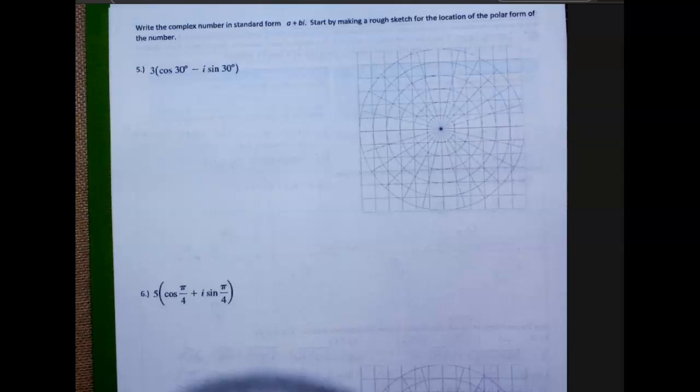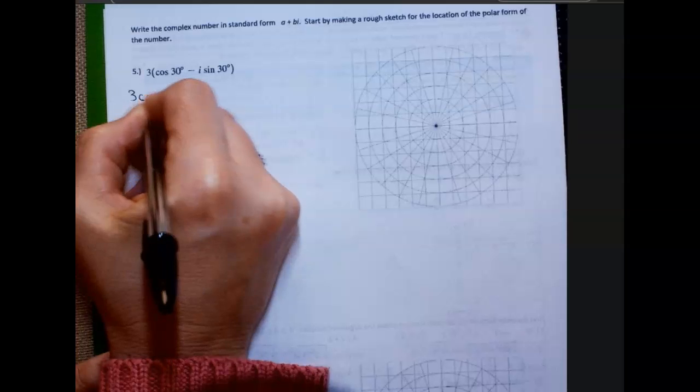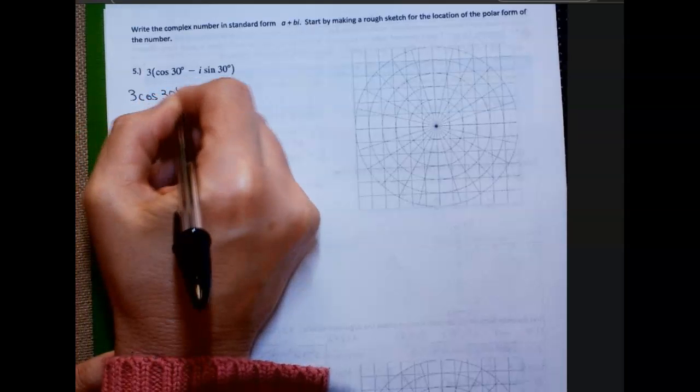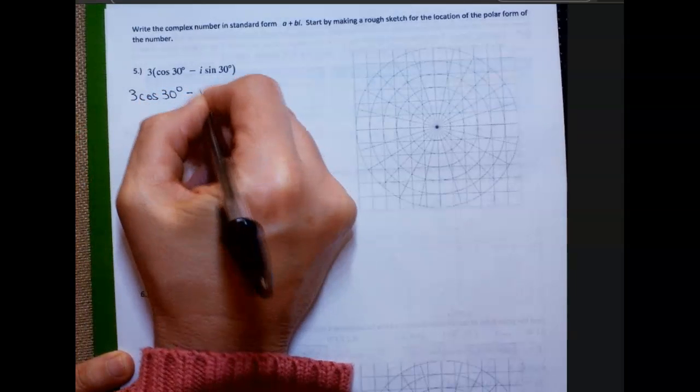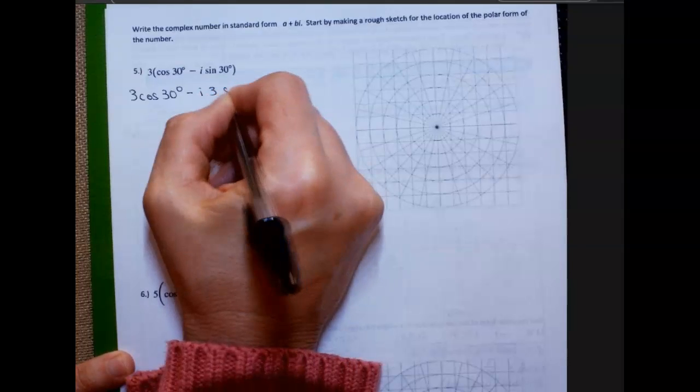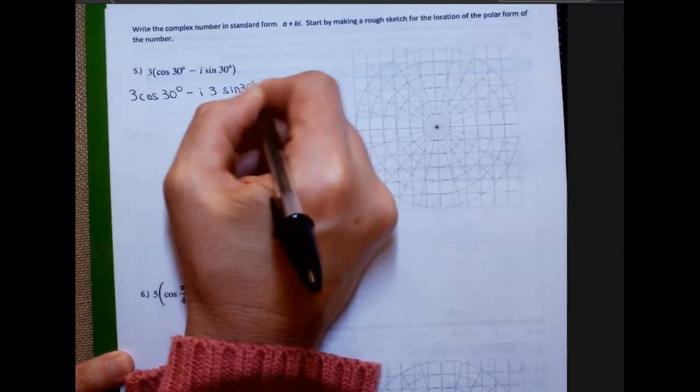Okay, now we're going to be going backwards. It says write the complex number in standard a plus bi form. Start by making a rough sketch of where I think that location would be. So first thing we're going to do is go ahead and distribute. We've got 3 cosine of 30 degrees minus i times 3 sine of 30 degrees.